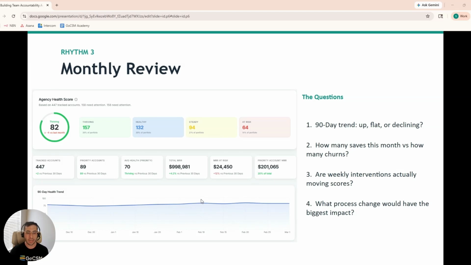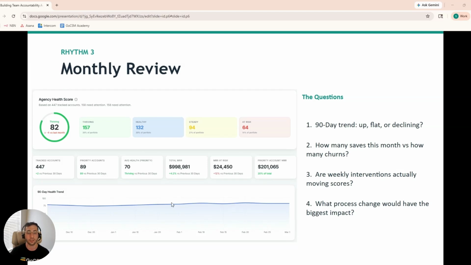You want to look at how many saves happened this month versus how many churns. Compare it to the previous month. And then ask yourself, are the weekly interventions, is the outreach actually translating into accounts moving out of the at risk category? And if accounts are sitting in the at risk category for weeks upon weeks, despite active outreach, then your customer success playbook needs to be revised and updated.